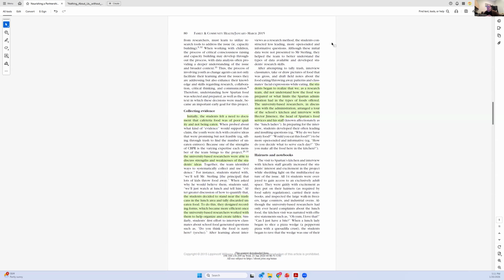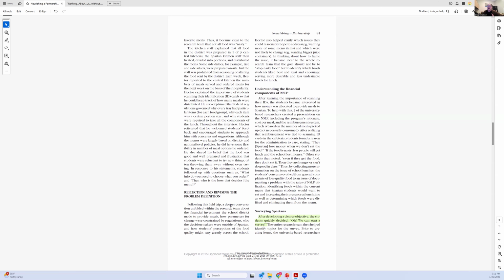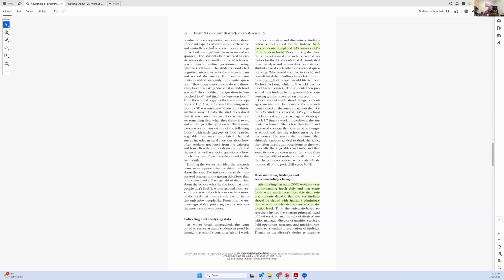And then this sort of data collection led them to realize we need to go talk to some key informants, like the lunch ladies and the head of the food services. So then they went and they talked to Hector Jimenez, who is the head of their food services, and their staff. They used this to help revise the problem definition and developed a clear definition, and then decided they wanted to start a survey. And so again, went through a survey writing workshop and the researchers were able to help the students develop that survey item, collect and analyze the data.